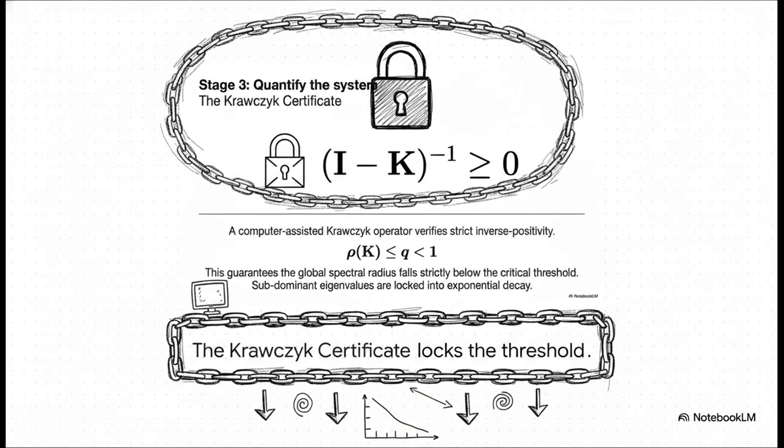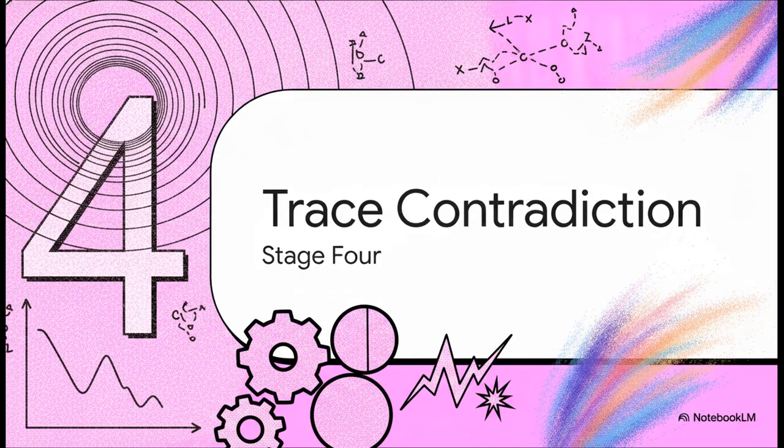To prove this beyond a shadow of a doubt, a computer-assisted Krawczyk operator steps in. It verifies strict inverse positivity, proving that the inverse of the identity matrix minus K is greater than or equal to 0. Think of this as a mathematical padlock. It guarantees that the global spectral radius falls strictly below that critical threshold of 1. And because of this, all subdominant eigenvalues are mathematically locked into an irreversible exponential decay. Which brings us to our grand finale.